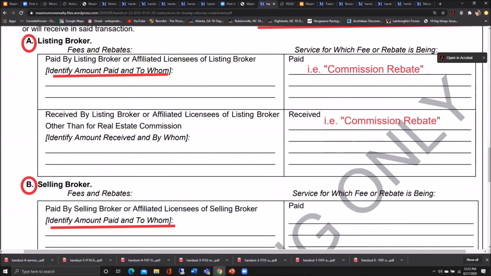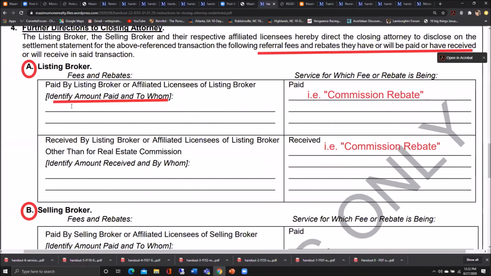Here's where you do it for the selling broker too. You're going to pay, well, here, let's just do home warranty here. Listing broker to pay $569 to seller. And over here, you're going to put, to ABC Home Warranty Company for home warranty.